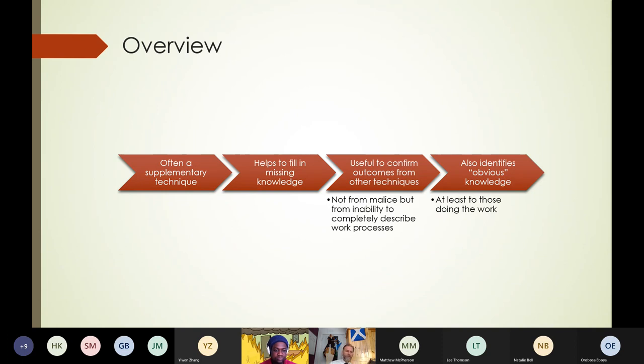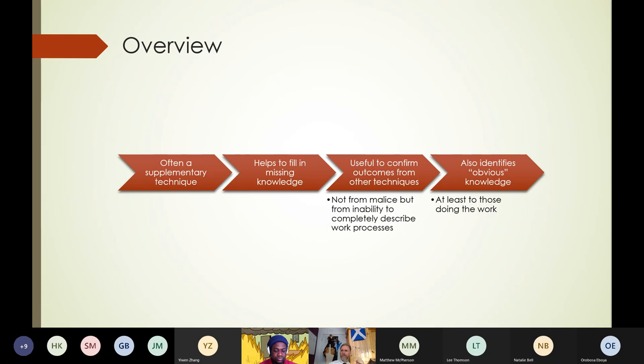And as I say, this isn't always about people lying. This is about people having a different idea about what goes on than what actually does. Because people sometimes aren't actually that good at describing what they do. Partly because some of the things they do are just so clear that it doesn't need describing.